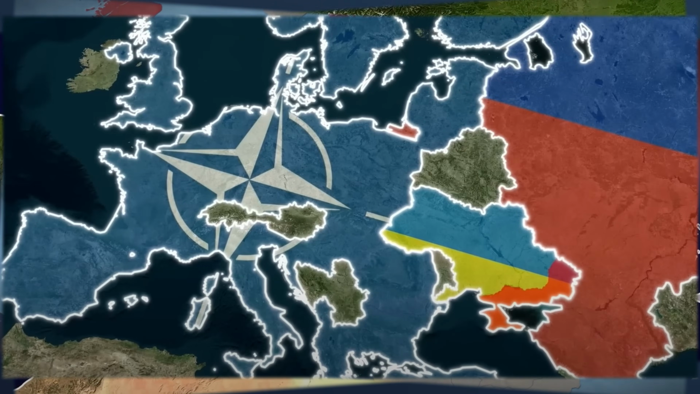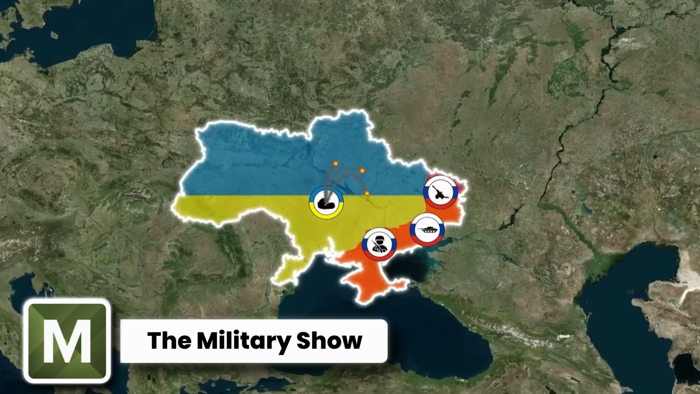So you want to know how to make history maps like this, or that, or even this? I think I found how the best animators on the platform make theirs.